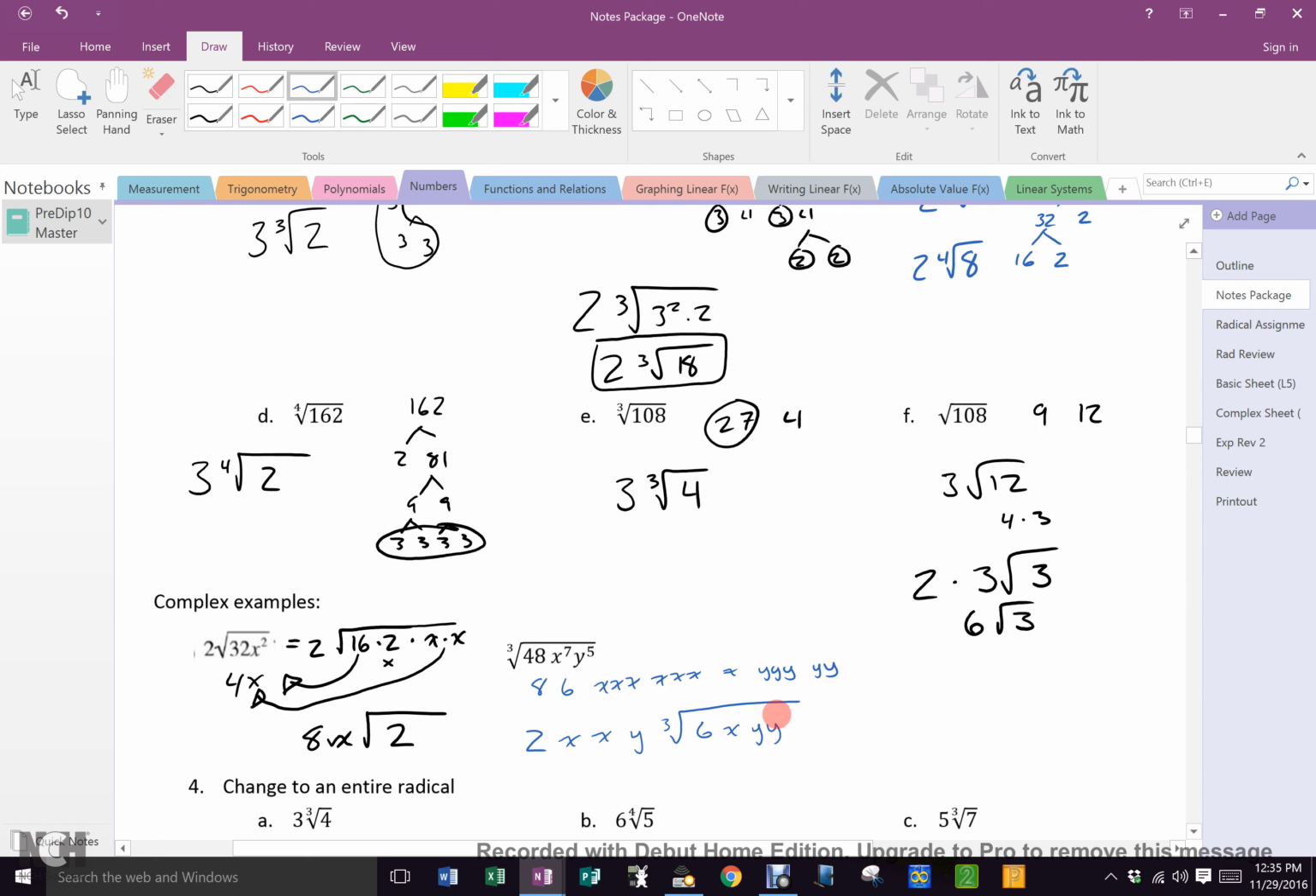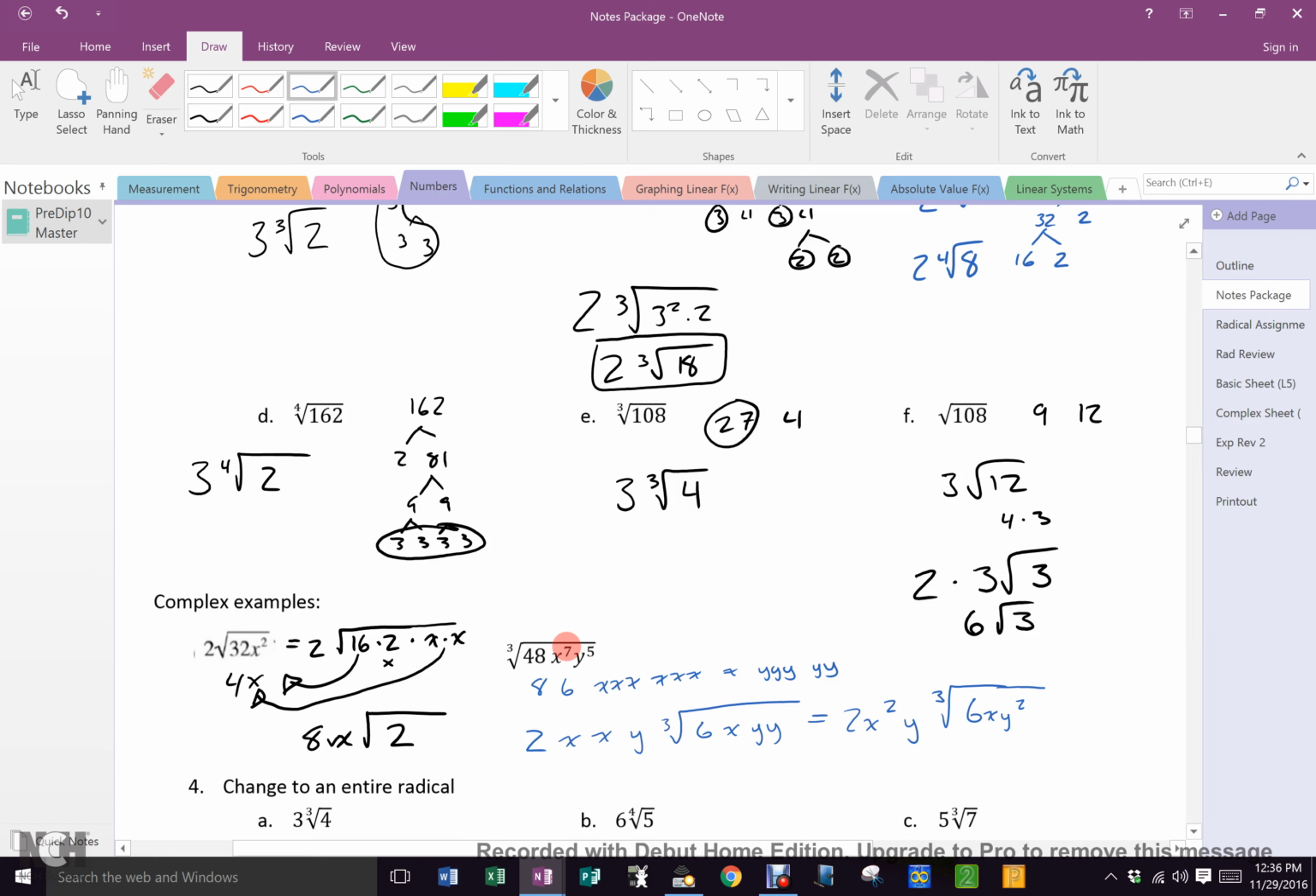Now, would a math geek write that? No. What would he really write? I know, because I'm a math geek. What would he really write? 2x squared y, cube root, 6xy squared. Yeah? Now, as promised, if you are all Scout's honor, you understand this, I'll give you the shortcut.